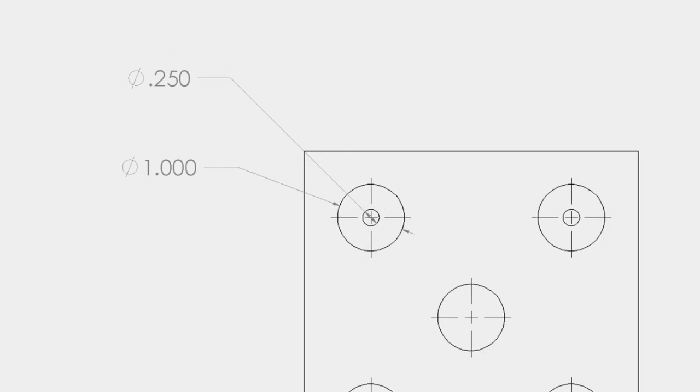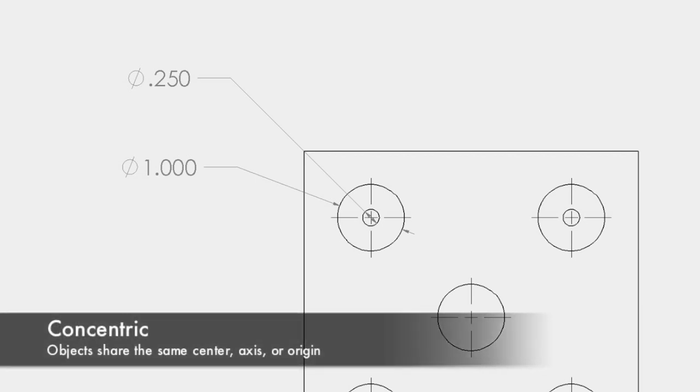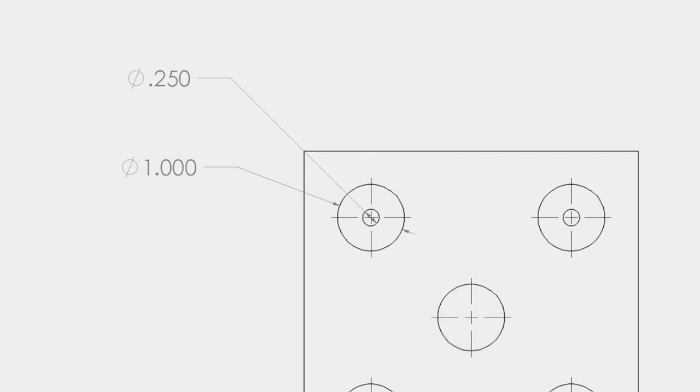Holes that are concentric to each other may be dimensioned with a combination of these techniques. Concentric means that two objects share the same center, axis, or origin. For example, the smaller hole on this print has internal dimension lines, while the larger hole has external dimension arrows. The holes are concentric because they are located at the same X and Y position on the part.